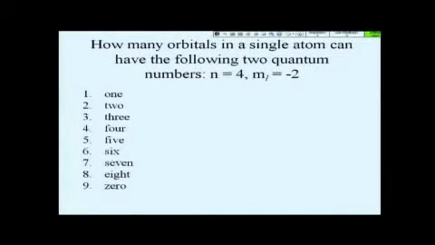So why don't you tell me how many possible orbitals you can have in a single atom that have the following two quantum numbers. So let's say we have n equals 4 and m sub l equaling -2. How many different orbitals can you have that have those two quantum numbers in them? And this should look kind of familiar to some of the problems you may have seen on the problem set if you started it this weekend. So this should be something you can do pretty quickly, so let's take 10 more seconds on that.